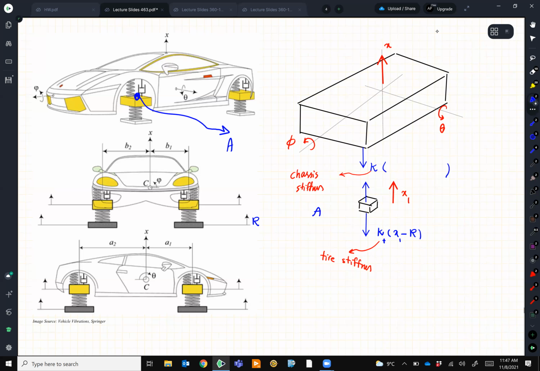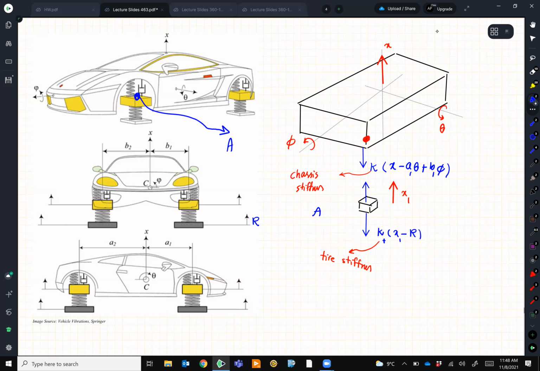Okay. So if you look at the corner of this car, I want you to pay attention. The whole thing moves by X, then it rotates by theta and then phi. So it is X minus, let's look at that distance, it is A2, or A1, sorry, A1 theta, and then B1, but B1 is positive.